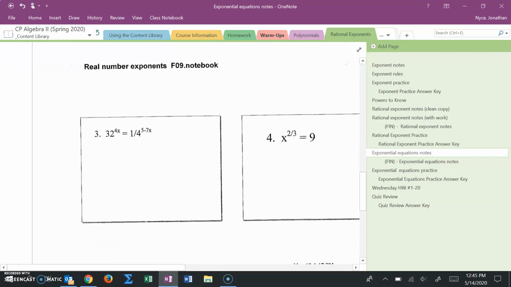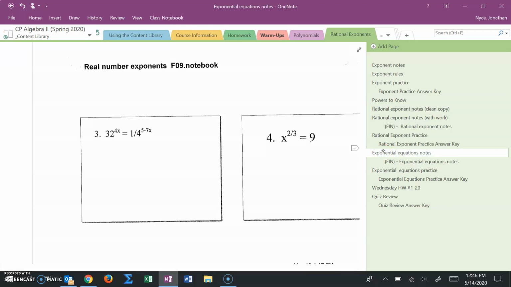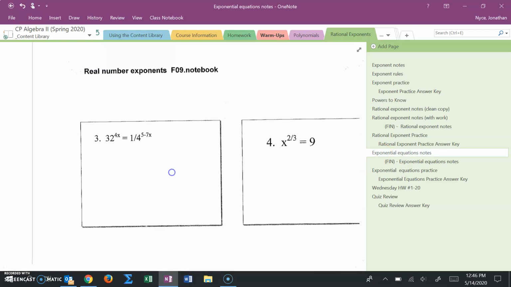For number 3, we have 32 and 1/4. That doesn't look like anything we would maybe see, but I'm looking at a 32 and a 4. Go to powers to know. Look at 32 and 4. Both of those are powers of 2. So I'm going to rewrite the 32 and the 1/4 both as powers of 2. We just saw 32 is 2 to the 5th power, so I'm simply going to replace 32 with 2 to the 5th.